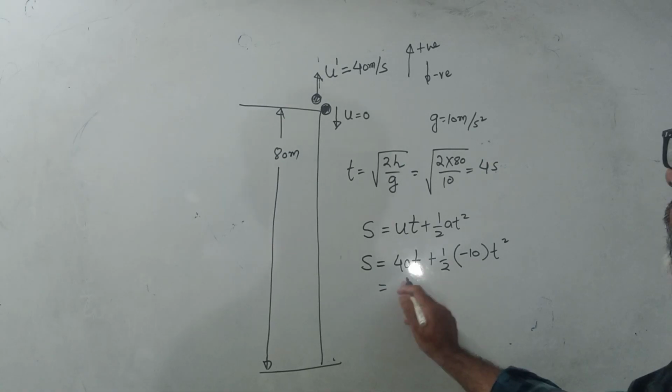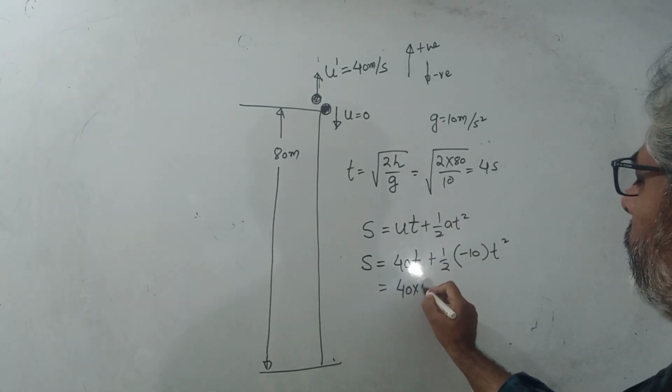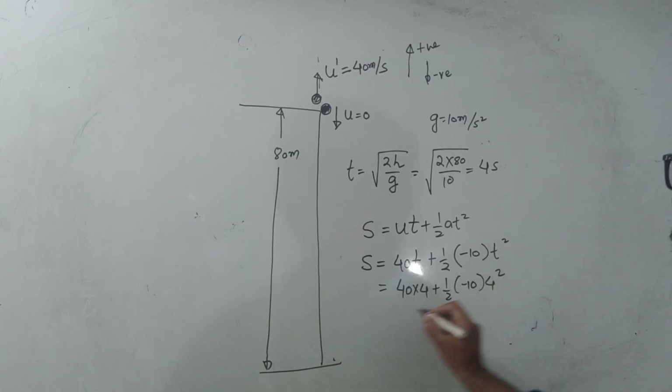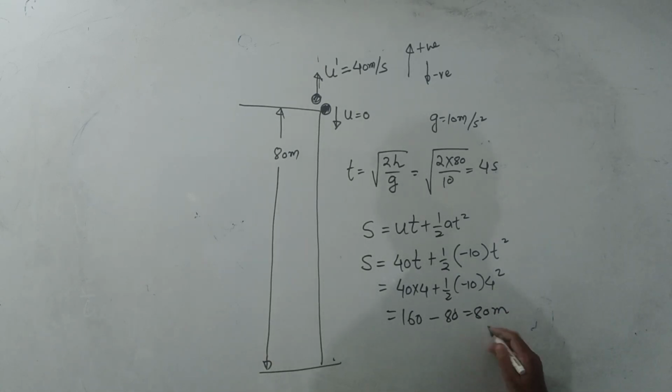So what we get is 40, and just put the time in now. So 40 into 4 plus half into minus 10 into 4 squared. So that becomes only 160 minus 80. So it is 160 minus 80. So I get 80 meters. So it basically means that this answer is plus 80.